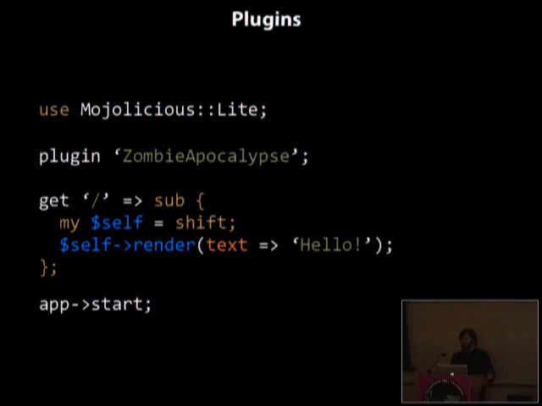Now, plugins are generally, in my experience, considered a more advanced feature in frameworks. In Mojolicious, they're not really. There's no reason in the first week that you're using Mojolicious you couldn't be writing your own helpers and your own plugins and uploading them to CPAN. They're just that simple to write.